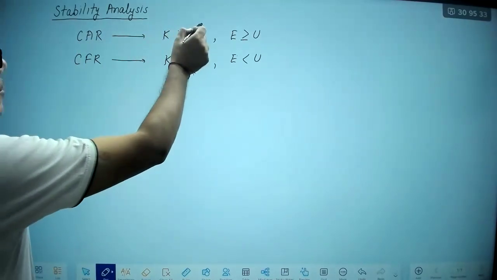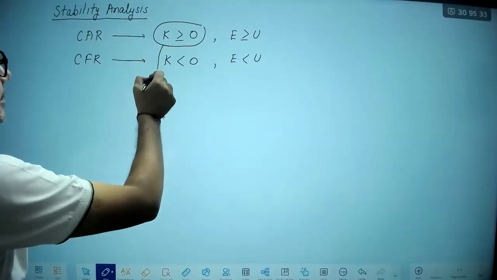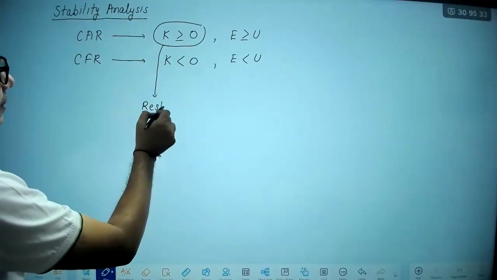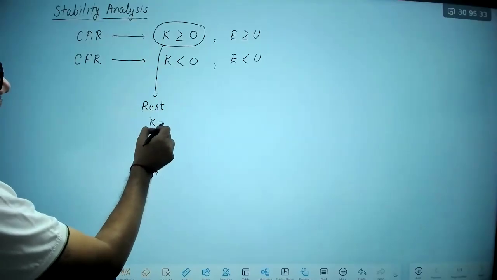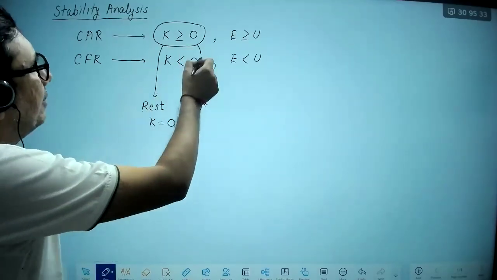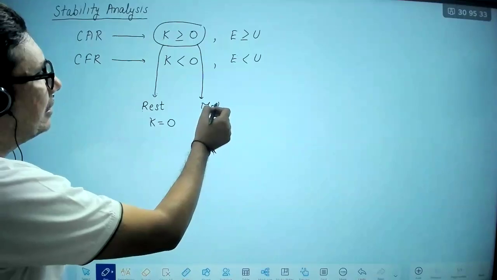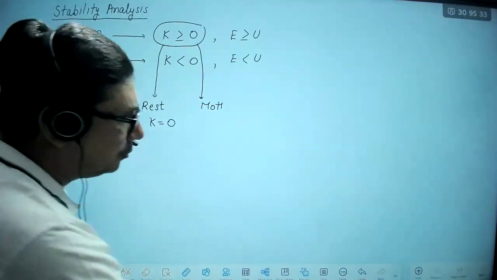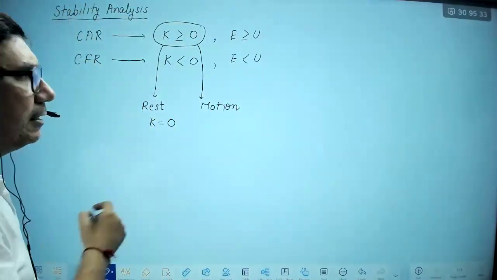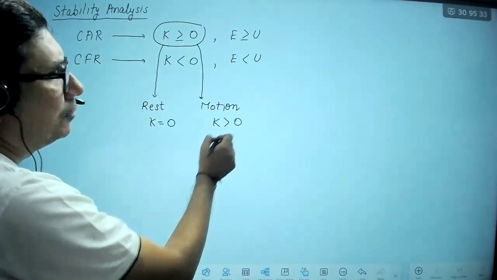In the classically allowed region, two situations may arise. Either the particle will be at rest, if kinetic energy is zero, or if the particle has kinetic energy greater than zero, then it will be in motion. It will undergo motion, and here kinetic energy will be greater than zero.